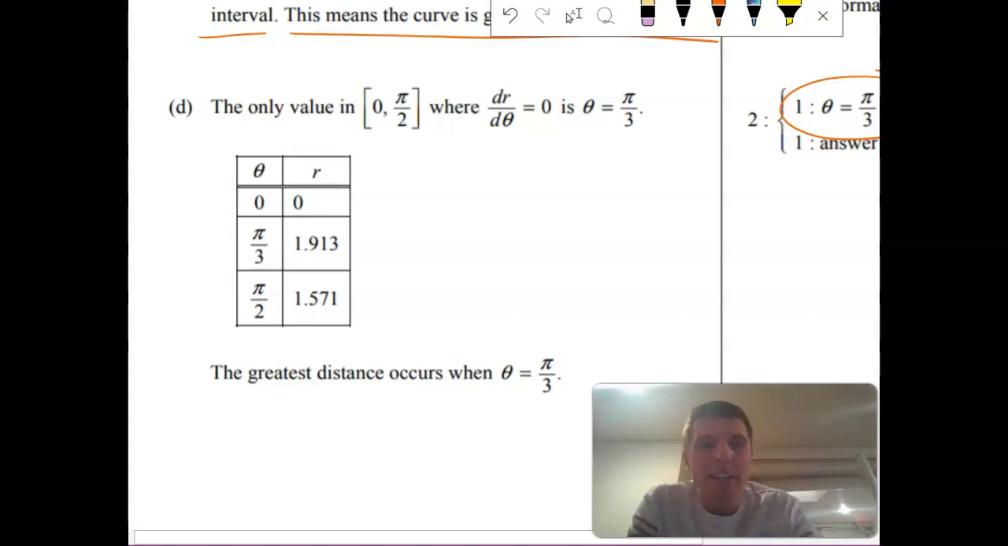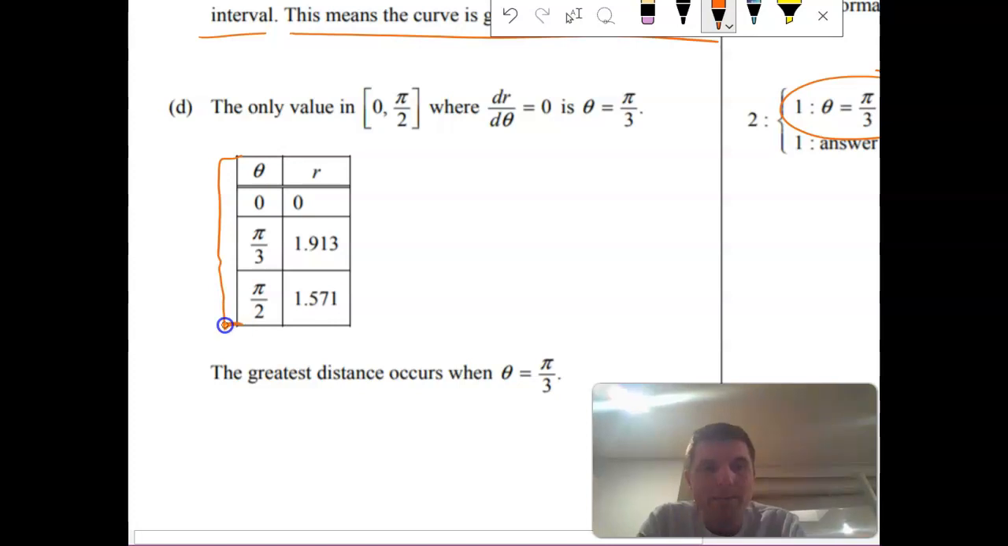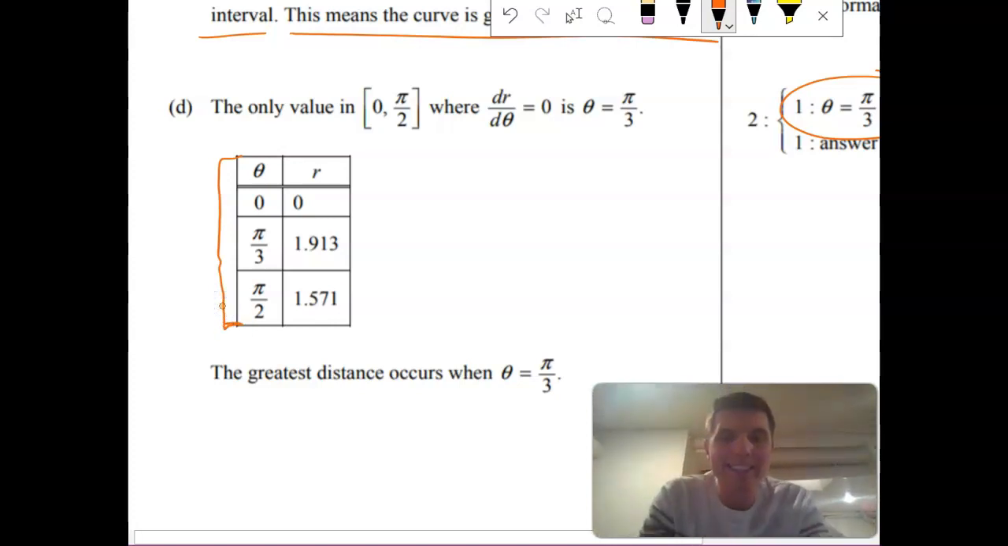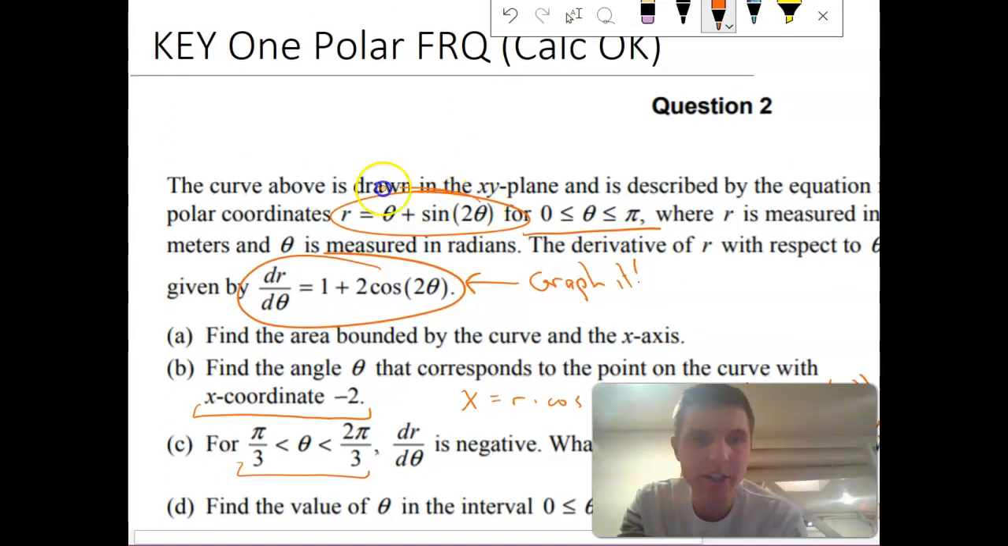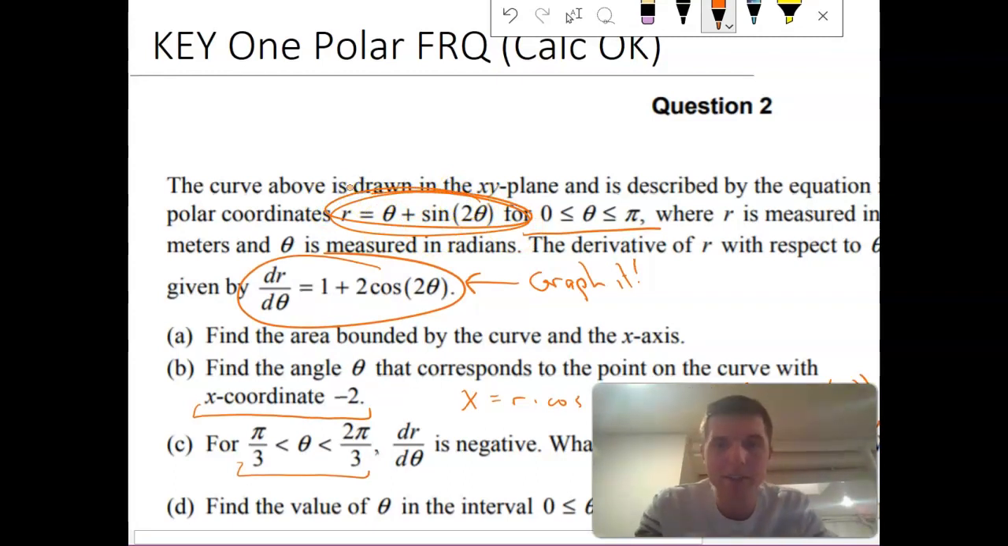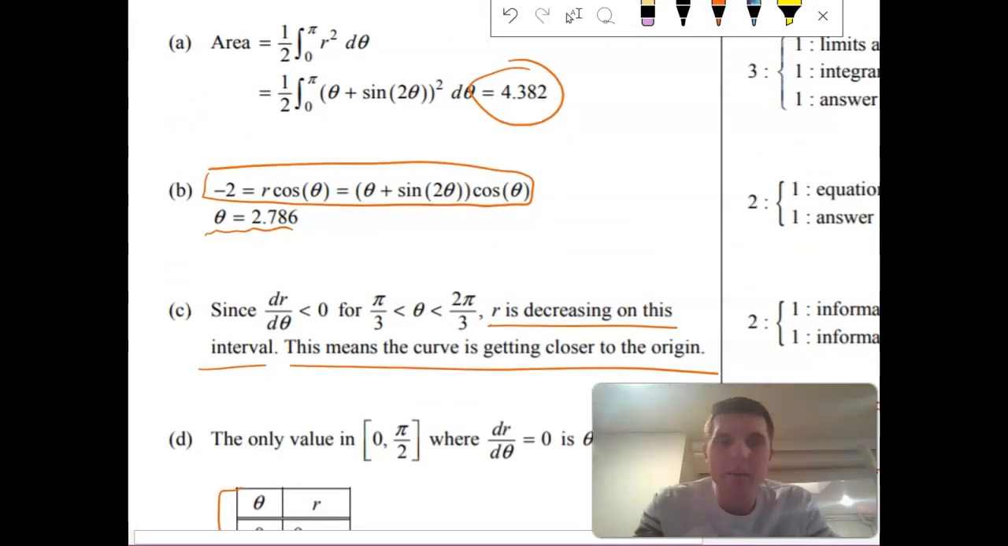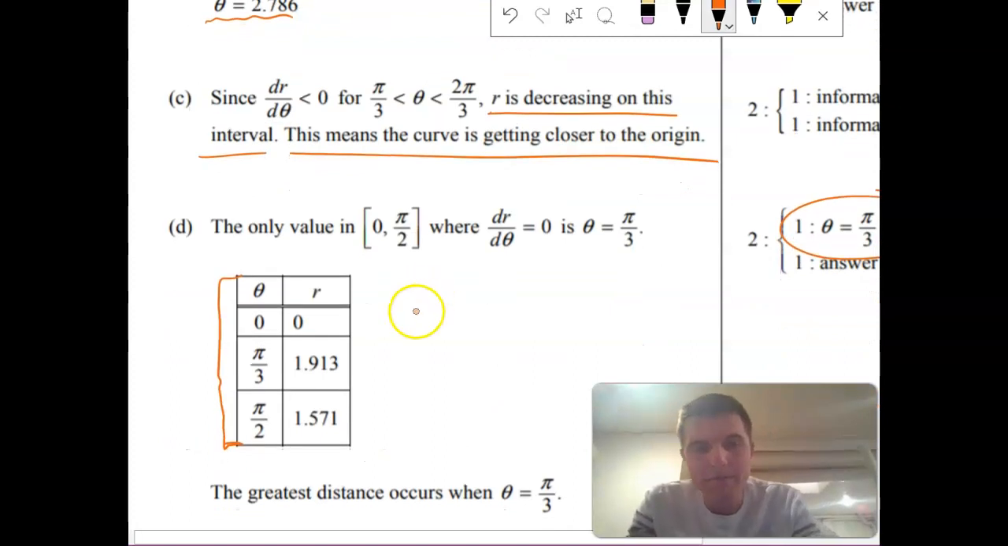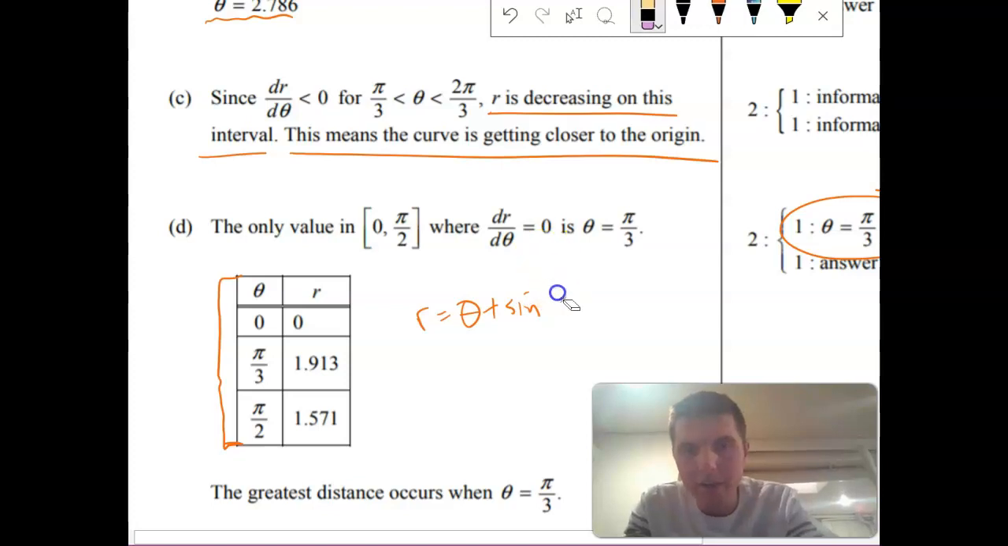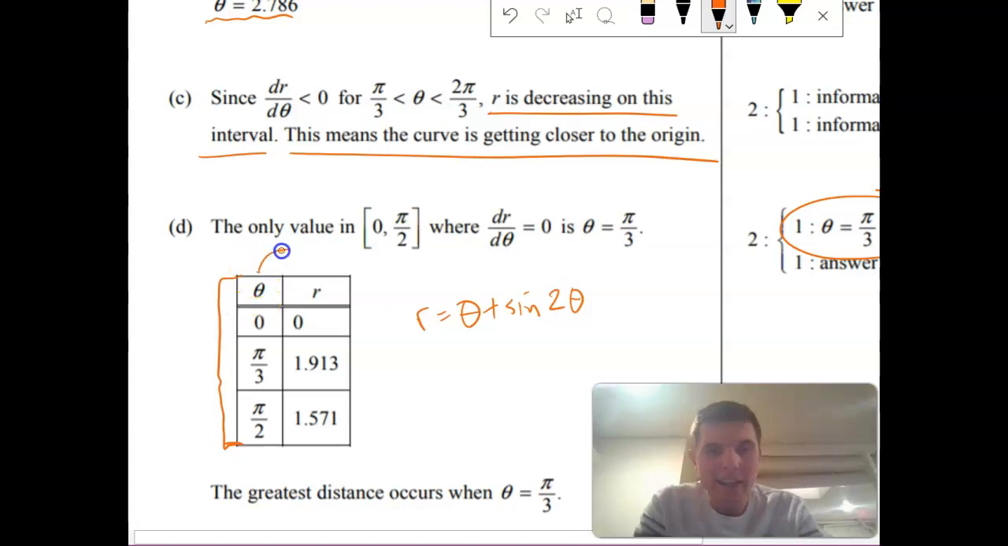answer with justification, and again our justification is this table. So we know that the greatest distance occurs when we're at theta equals pi over 3, because we plugged pi over 3 into our r function above here. r equals theta plus sine of 2 theta. And that's where we got our 3 outputs. I'll write that down here, just so we remember where that came from. That was given to us. So we plugged each of these thetas into this function, evaluated our r's, and drew the conclusion from there.